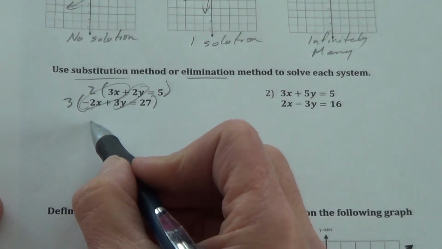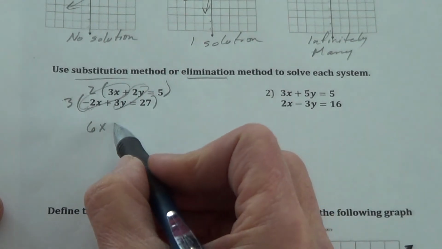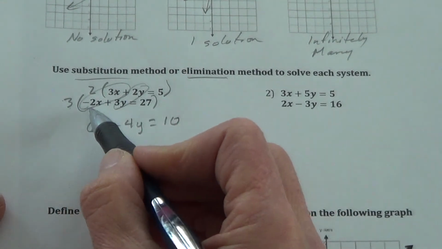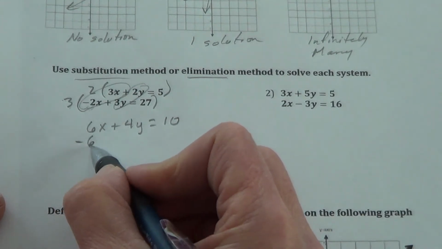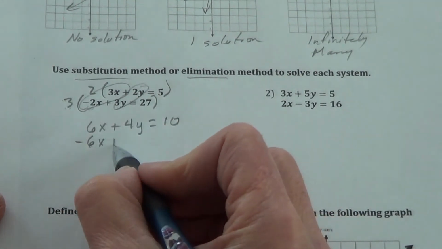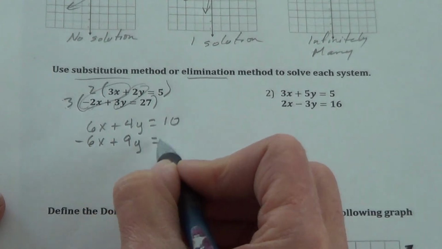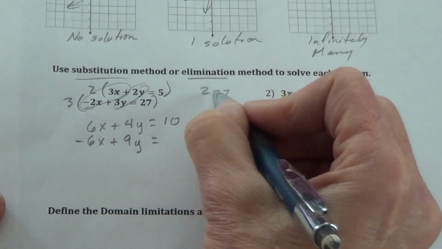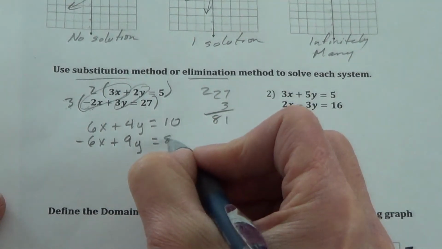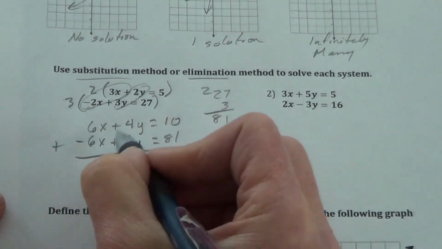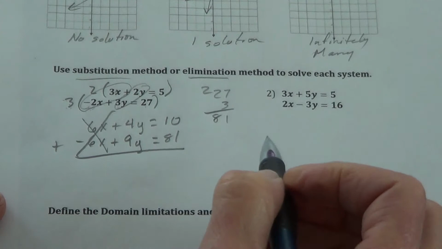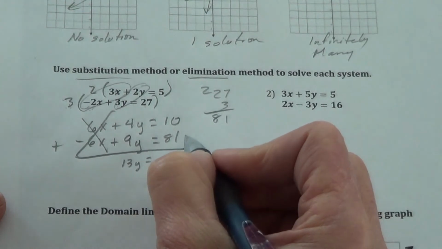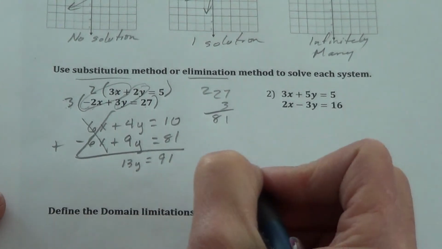2 times 3x would be 6x. 2 times 2y is 4y. And 2 times 5 is 10. Here I have 3 times negative 2x is negative 6x. 3 times 3y is positive 9y. 3 times 27 is 81. Now I just add these together. The x's will eliminate. That's why we did that. 4 and 9 is 13y. And 81 and 10 is 91.